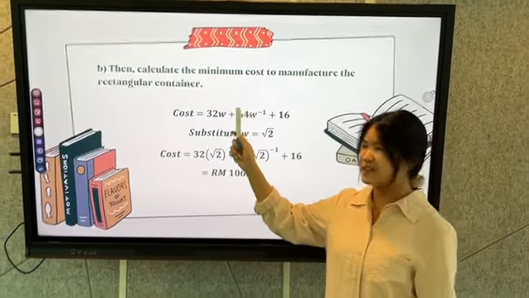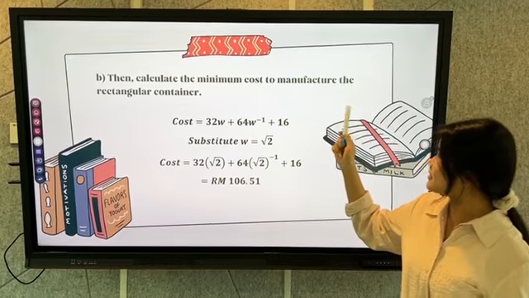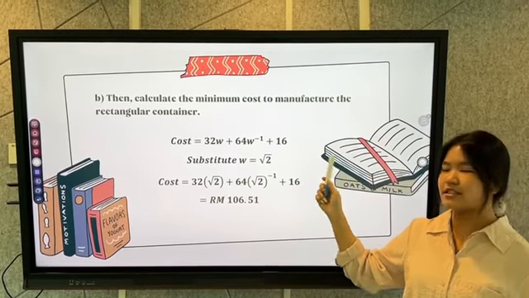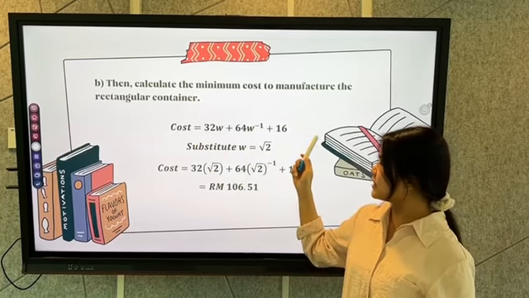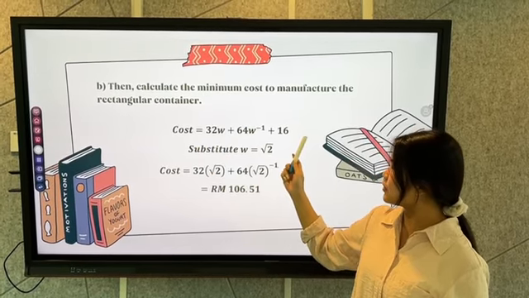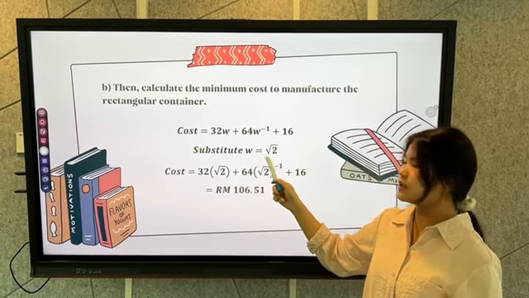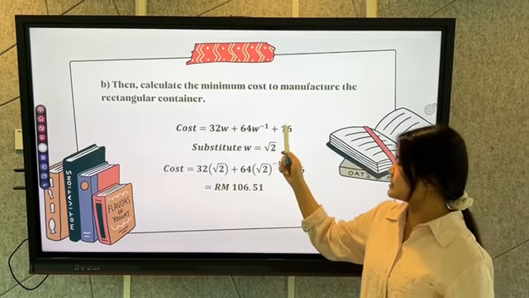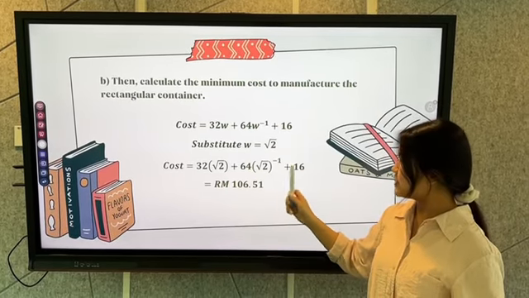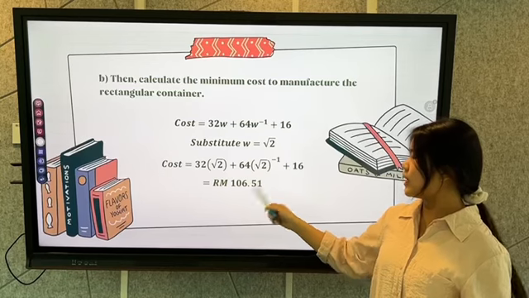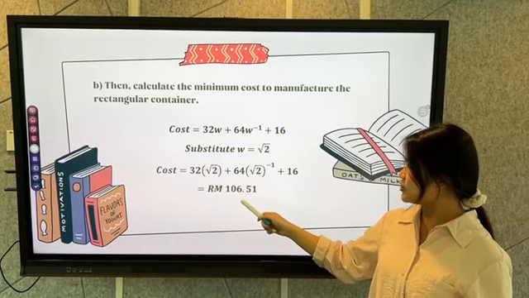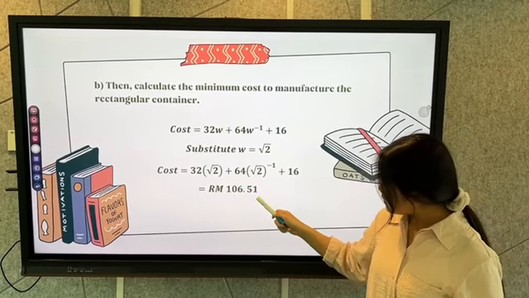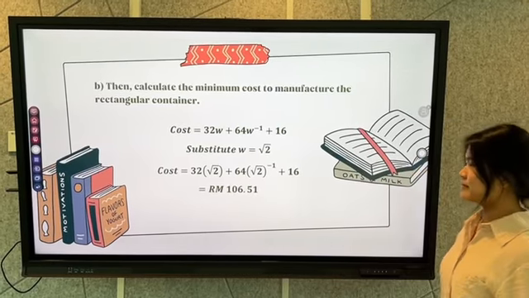Moving on to the next question, we need to calculate the minimum cost to manufacture the rectangular container. In the previous question, we had the equation of cost. So we just have to substitute w equals square root of 2 into this equation to find the total cost. After substituting, our total cost to manufacture the container is 106.51 cents.